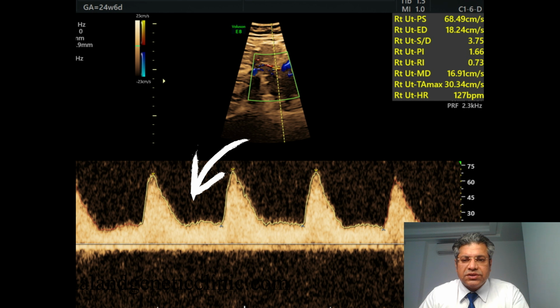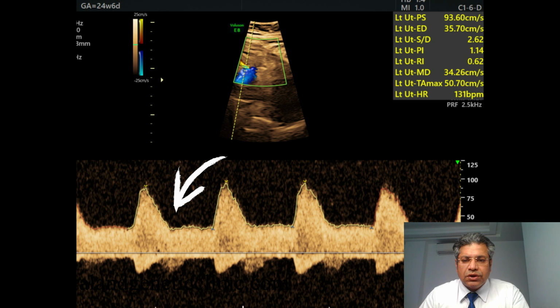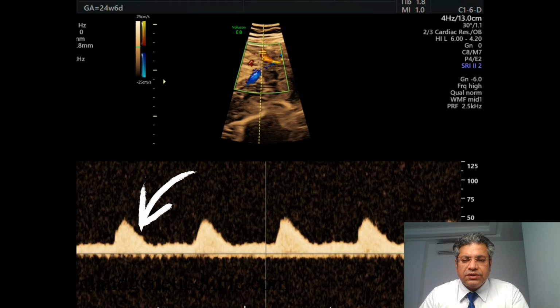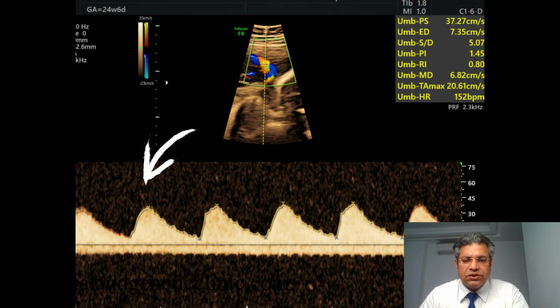This is the second case that we are seeing at 24 weeks and 6 days. We identify that the post-diastolic notching is there in both the uterine arteries, whether it is the right or the left. And if we identify the notching here, and the values and the nomograms and the flow are not that great, how does it reflect into a high umbilical artery resistance?